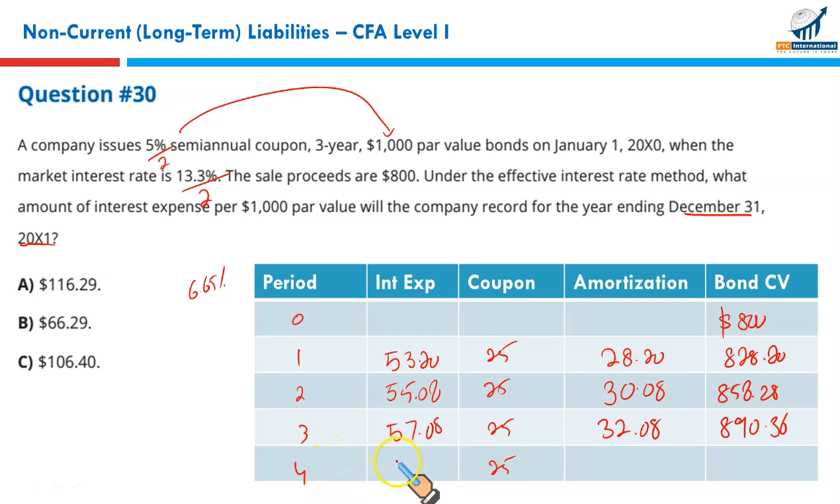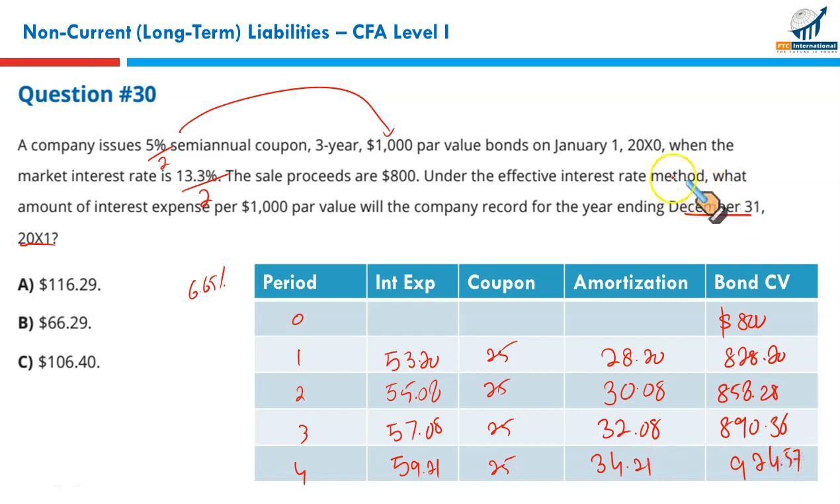So the interest expense here would be 59.21. The difference between the interest expense and payment is the discount amortization, 34.21, and then the carrying value of the bond will be 924.57.